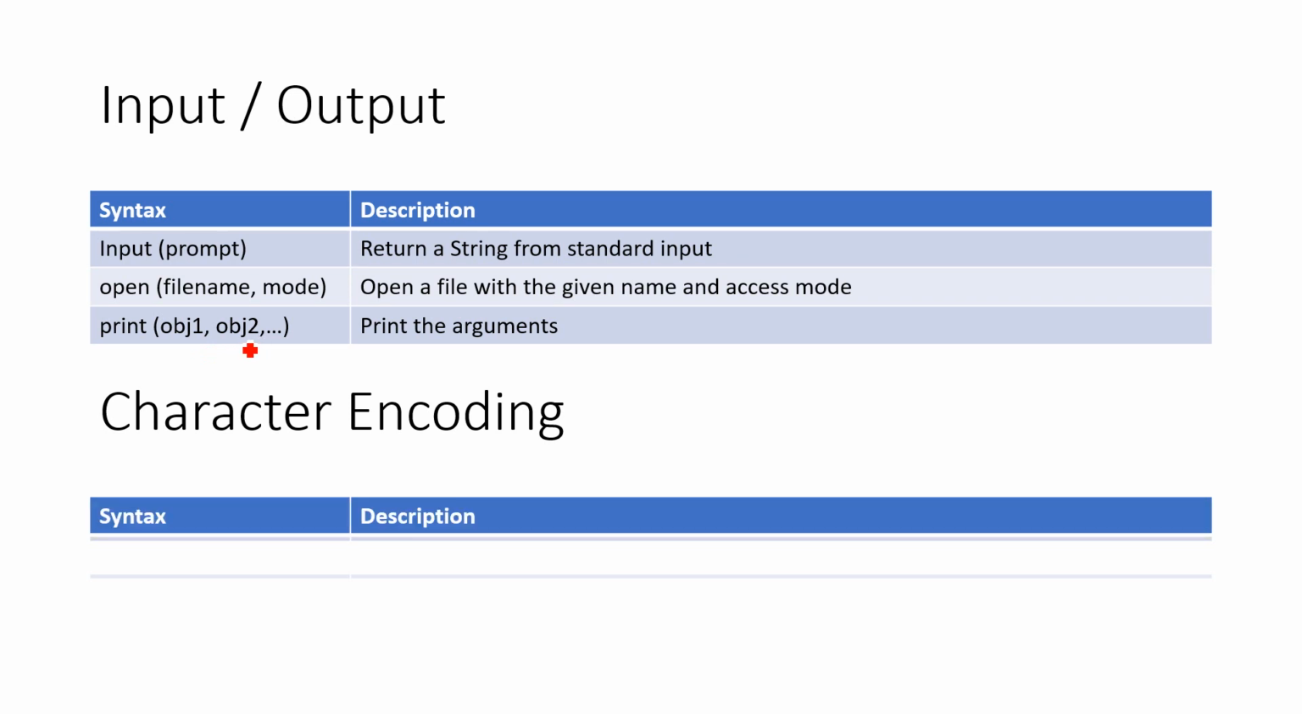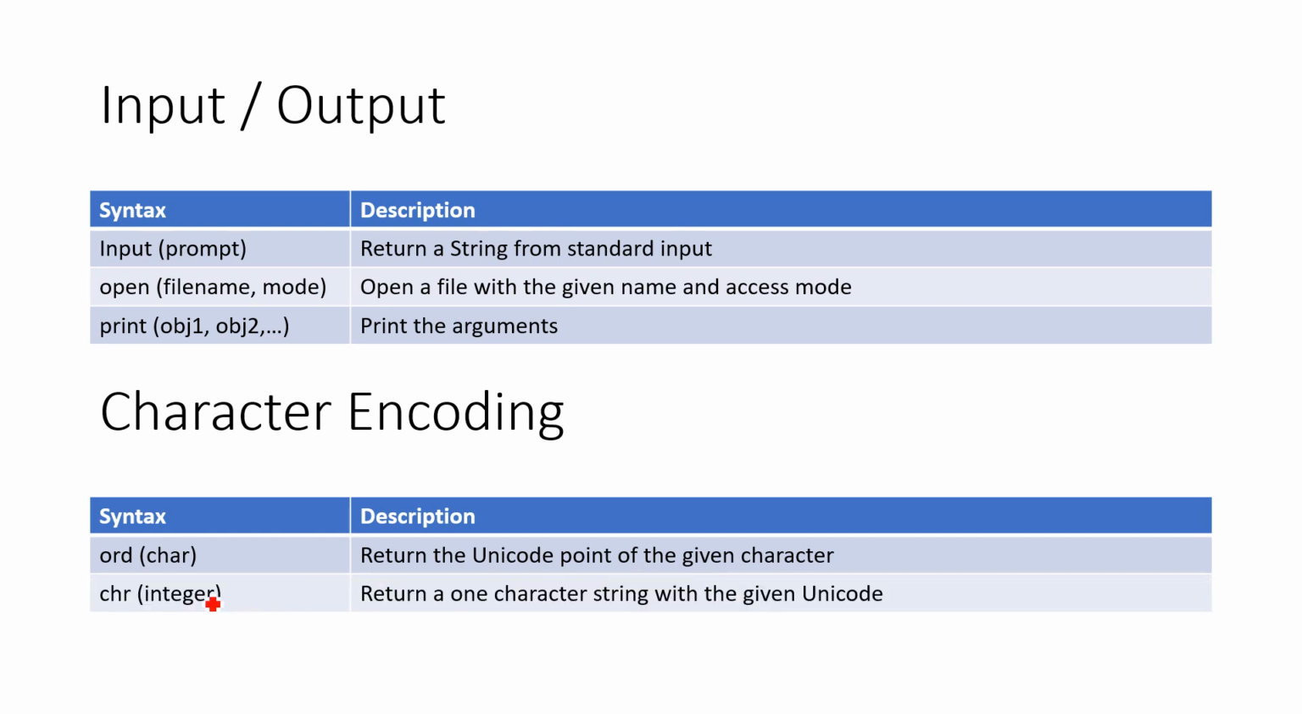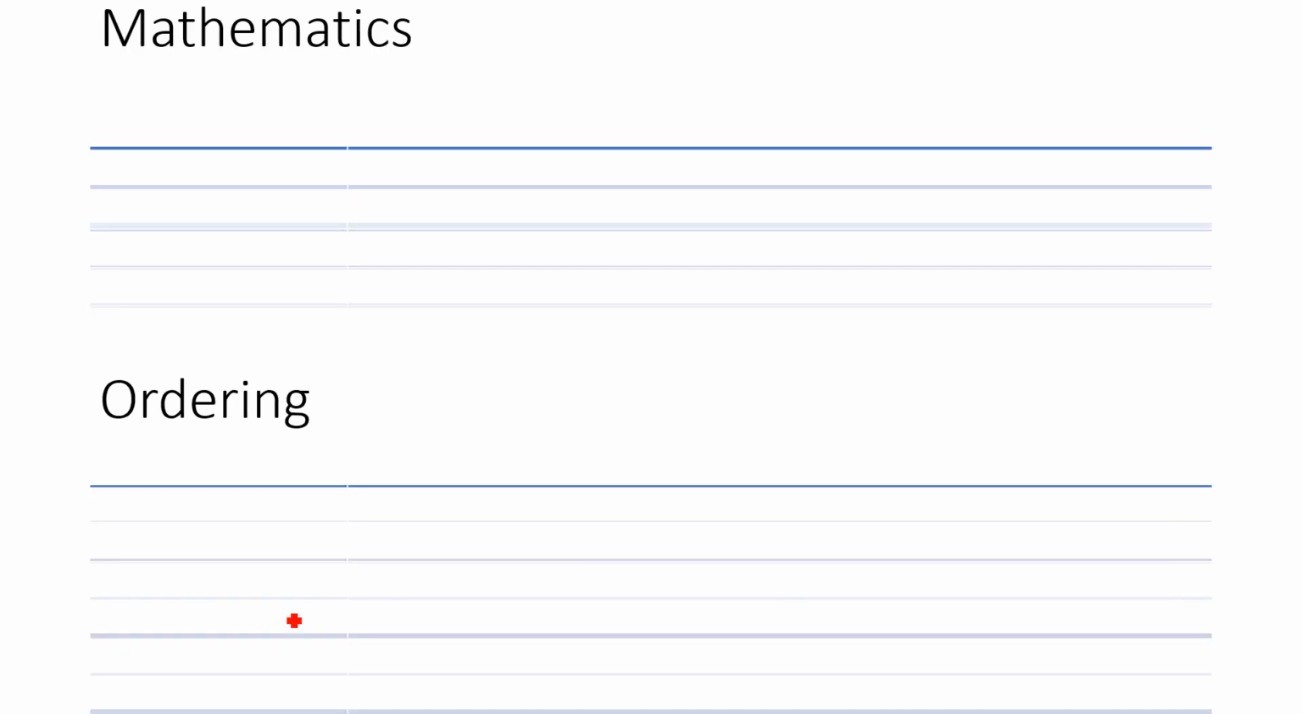Then for character encoding, we also have some functions. ord of a character returns the Unicode point of the given character. Similarly, chr of an integer returns one character with the given Unicode.